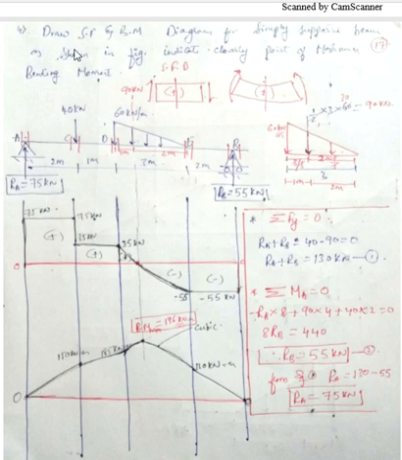Look at the question. Draw shear force and bending moment diagrams for a simply supported beam as shown in the figure. Indicate clearly the point of maximum bending moment. Okay, I have to also calculate the point of maximum bending moment. Now this involves a little bit more calculation because of the presence of the uniformly varying load.